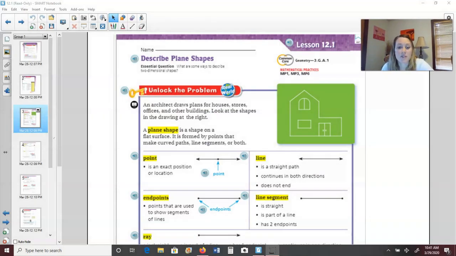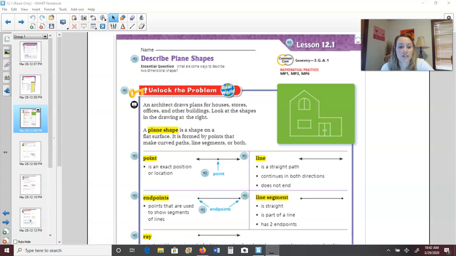So boys and girls, chapter 12 is all about geometry, and geometry has to do with different shapes. So we are going to start with two-dimensional shapes, which means they are flat shapes drawn on paper, and then we will work our way into learning what some three-dimensional shapes are. So if we look at our Unlock the Problem, it talks about an architect. An architect is someone who draws plans for houses, stores, offices, and other buildings.